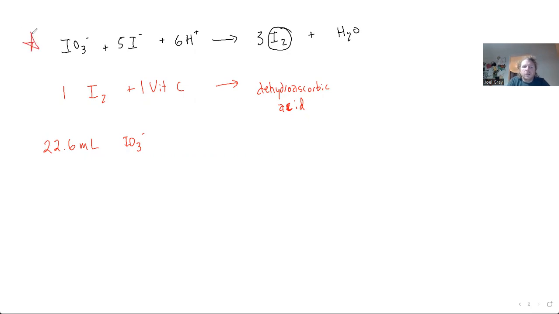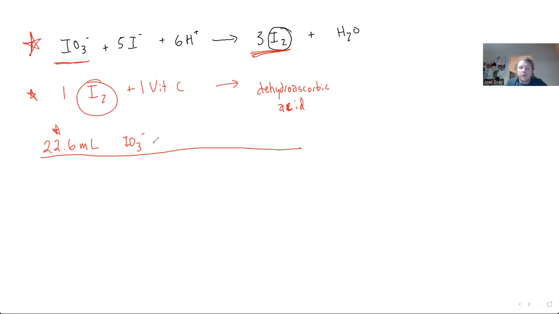We then want to look at this reaction up here. Now, I've omitted quite a bit from here, but the important part is this right here, the relationship between IO3 and I2. Because in this second reaction, that I2 that you're producing will react with vitamin C in a 1-to-1 molar ratio. So what that gives you effectively is dimensional analysis that looks like this. Here is the amount of iodate that you needed, IO3 minus.